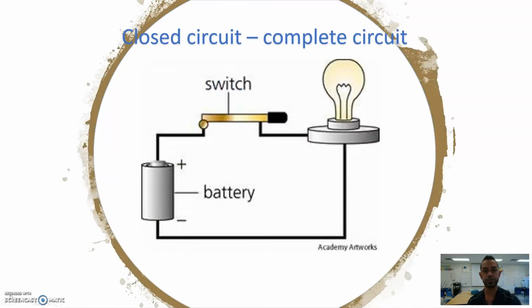So this is a picture with another example of a closed or complete circuit. In this case, our circuit has something that we call a switch. The purpose of the switch is to control the flow of energy. If we close the circuit, the energy can flow in the circuit. That's why it's called a closed or a complete circuit.